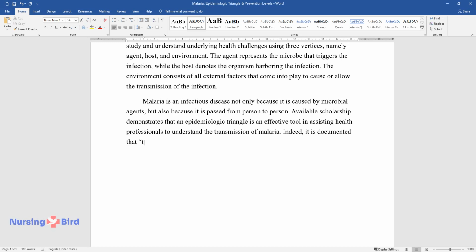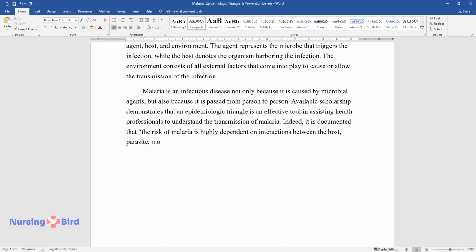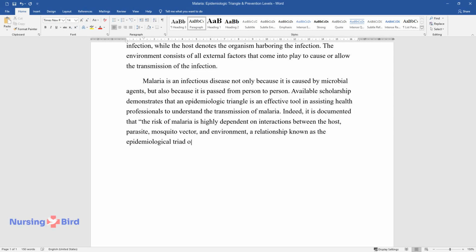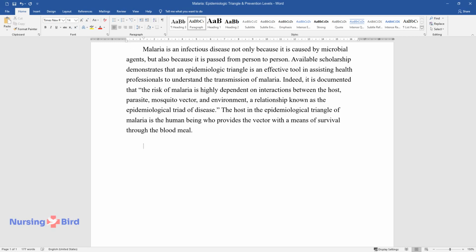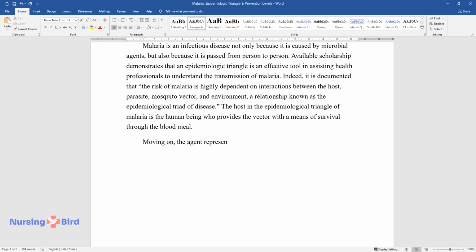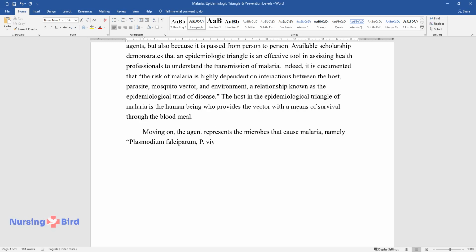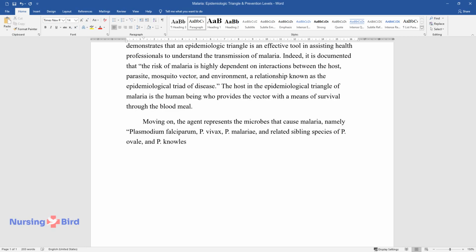Indeed, it is documented that the risk of malaria is highly dependent on interactions between the host, parasite, mosquito vector, and environment, a relationship known as the epidemiological triad of disease. The host in the epidemiological triangle of malaria is the human being who provides the vector with a means of survival through the blood meal. Moving on, the agent represents the microbes that cause malaria, namely Plasmodium falciparum, Plasmodium vivax, Plasmodium malariae, and related sibling species of Plasmodium ovale, and Plasmodium knowlesi.